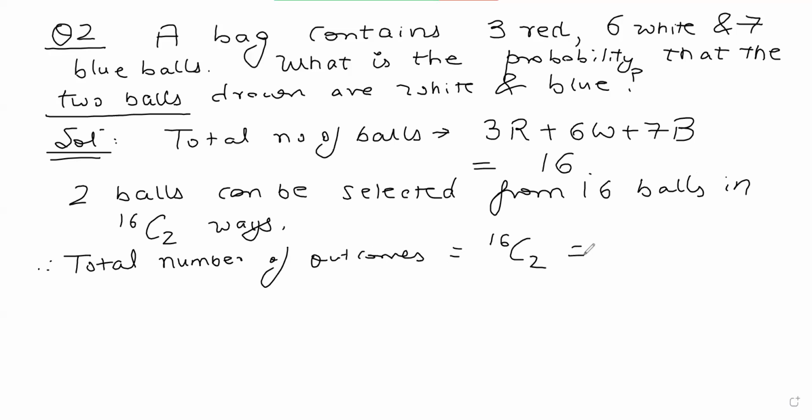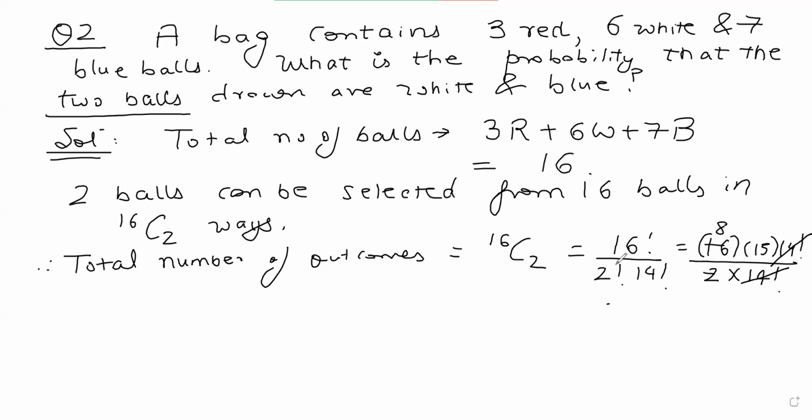Now, we all know from the theoretical lectures on probability, how do we calculate 16C2? 16 factorial over 2 factorial times 16 minus 2, 14 factorial. This is 16 times 15 times 14 factorial divided by 2 factorial, which is 2 only, times 14 factorial. 14 factorial cancels out. 2 times 8 is 16 and 15 into 8 is 120.